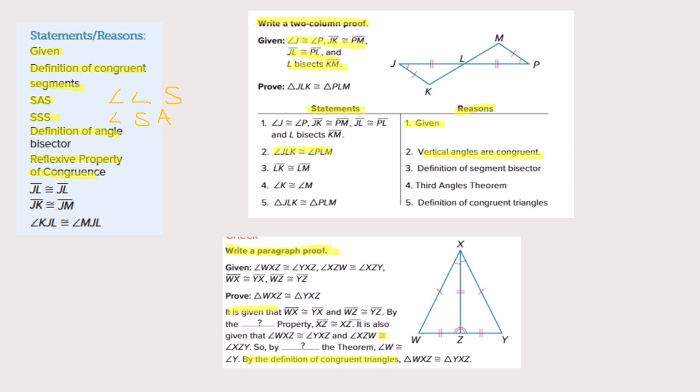So this brings us to the end of this section on two-column proofs.